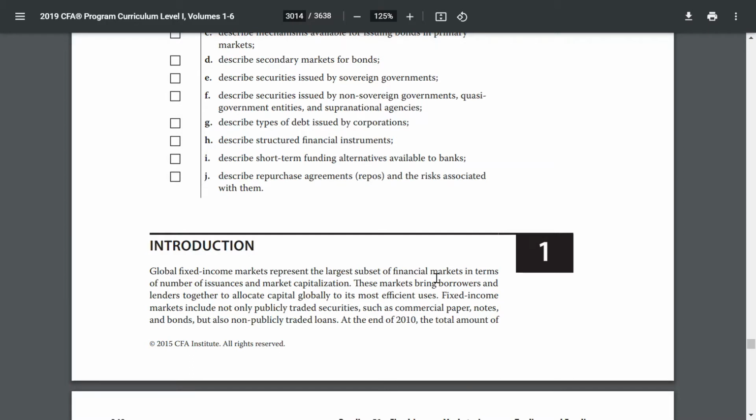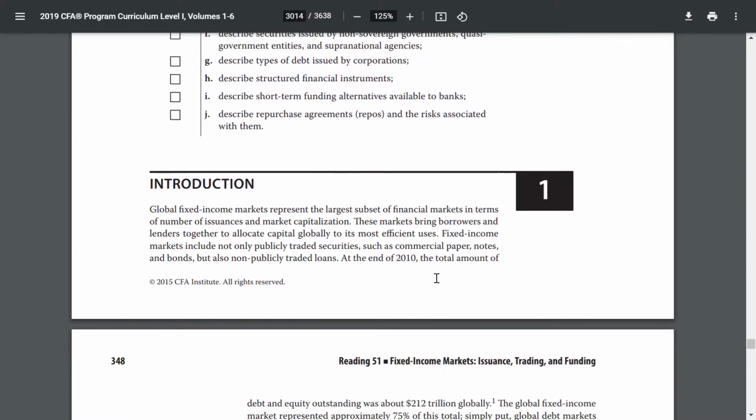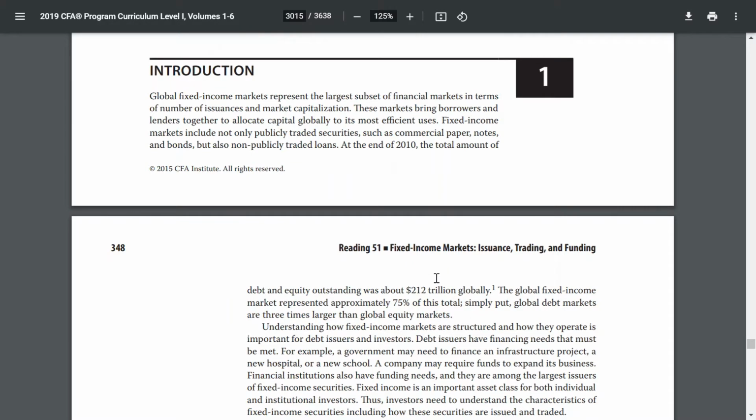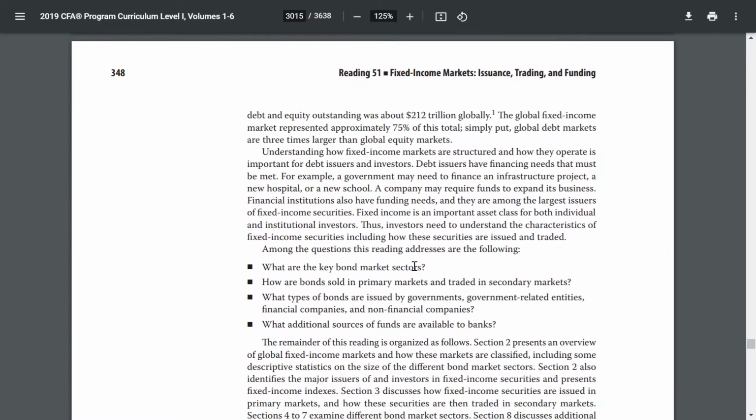Introduction. Global fixed income markets represent the largest subset of financial markets in terms of numbers of issuances and market capitalization. These markets bring borrowers and lenders together to allocate capital globally to the most efficient uses. Fixed income markets include not only publicly traded securities such as commercial paper, notes, and bonds, but also non-publicly traded loans. At the end of 2010, the total amount of debt and equity outstanding was about $212 trillion globally. The global fixed income market represents approximately 75% of the total. Simply put, global debt markets are 3 times larger than the global equity markets.